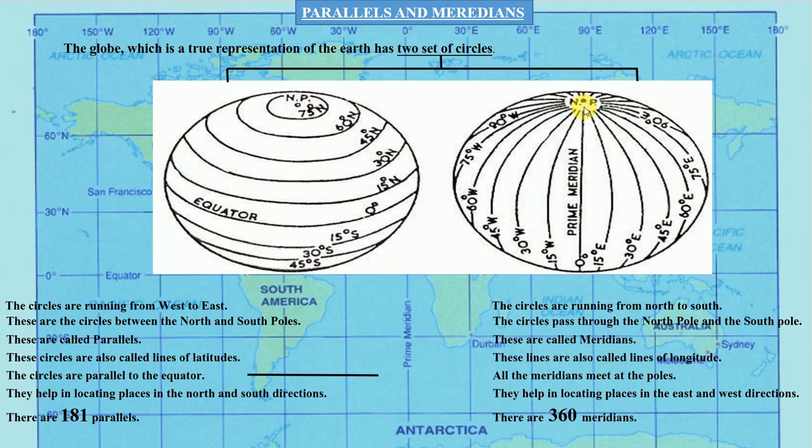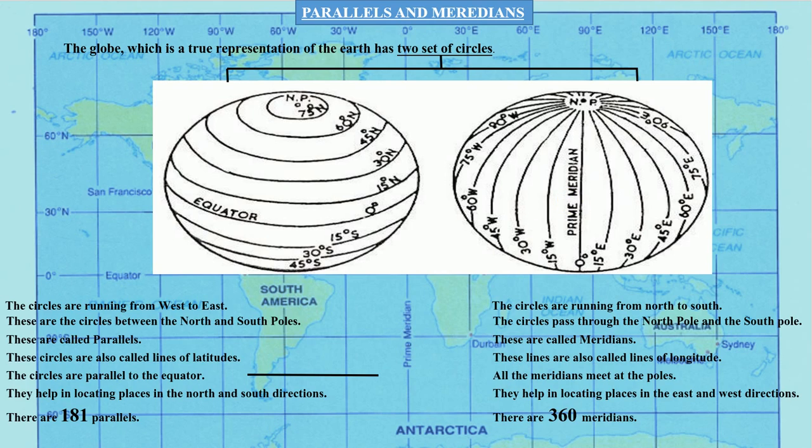Meridians help in locating places in the east and west direction. As you can see, parallels help in locating a place in the north and south direction, while the meridians help us locate places in the east and west direction. How many meridians are there? There are in total 360 meridians.